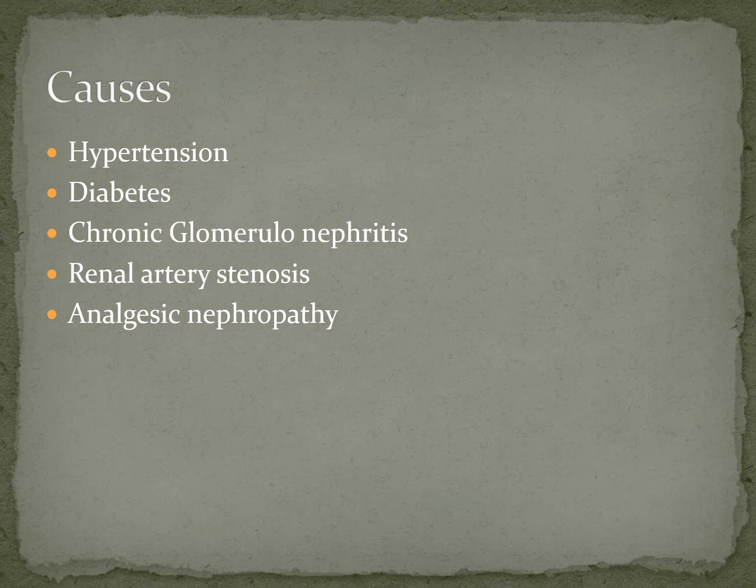Analgesic nephropathy means that if the patient has any pain or any problem, they will take some medicines from the pharmacy, and they will take these routine drugs daily. These painkillers will affect the kidney, so it affects the kidney more.